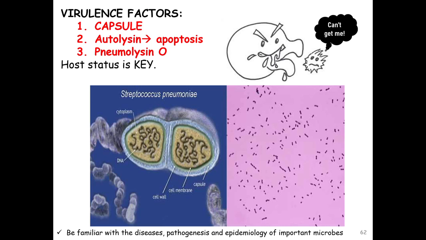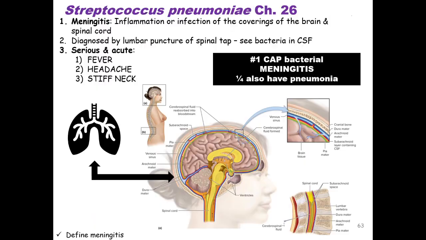They do make autolysins or cytotoxins that cause apoptosis of cells in the respiratory tract, and they even gave one a cute name, pneumolysin O. So they do have some cytotoxins, but they don't have the big, huge arsenal like Streptococcus pyogenes or Staphylococcus aureus. They're the number 1 cause of community-acquired bacterial meningitis as well. You can have respiratory infection, and it can get into the bloodstream and travel to the central nervous system.